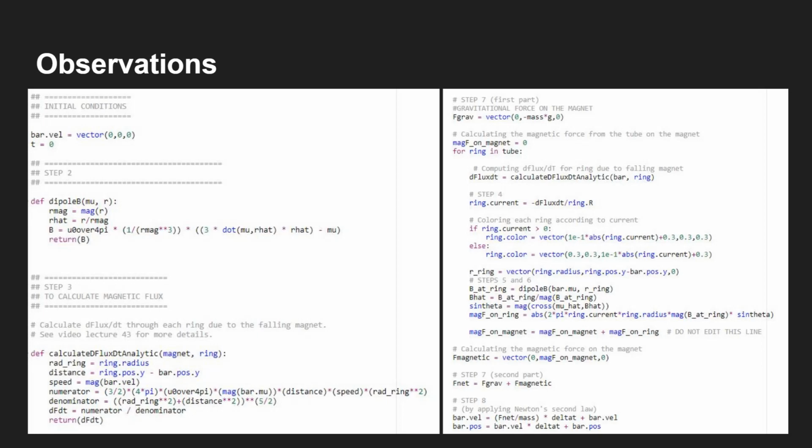Now, initial conditions: we set the bar magnet's velocity to be 0 because it starts from rest, and time equal to 0 at the beginning. Then we use a function to calculate the magnetic field due to the dipole of the bar magnet. Moving on from that, we can calculate the magnetic flux.